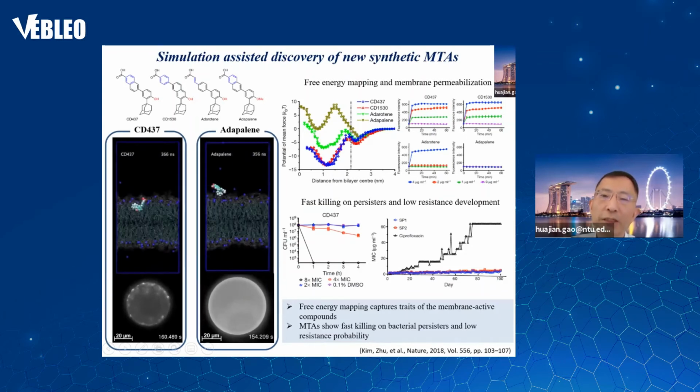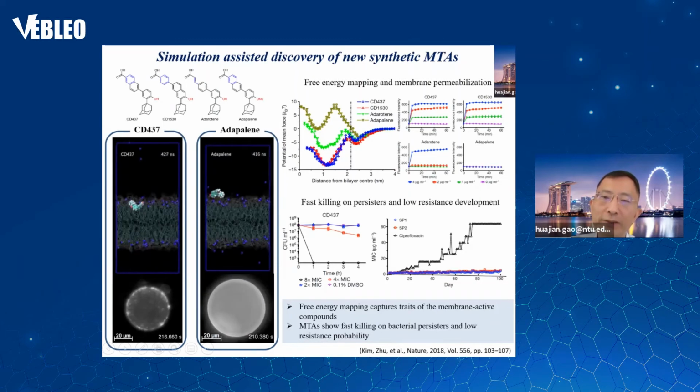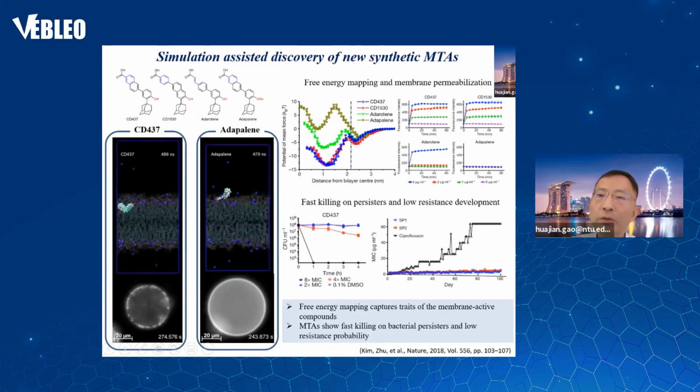Then our medical school colleague would further test this using the bacteria. So this shows CD437 can kill the persisters, fast killing of persisters, right? When we increase the concentration of this molecule, it can kill the persisters fairly quickly. And also we encounter very low resistance.